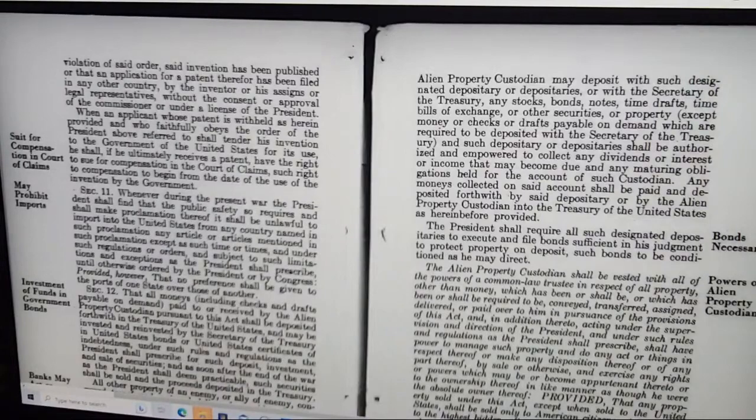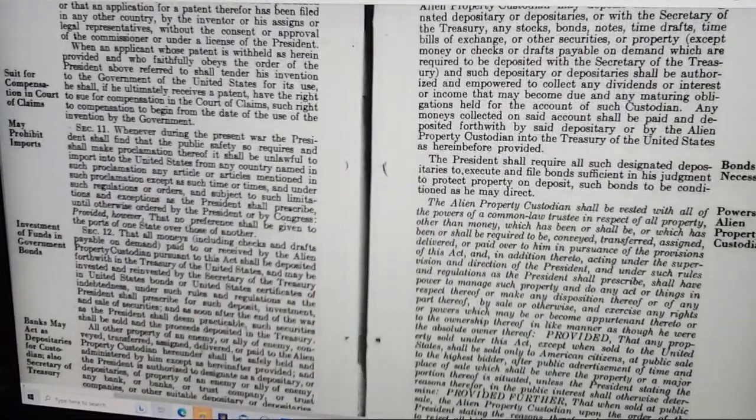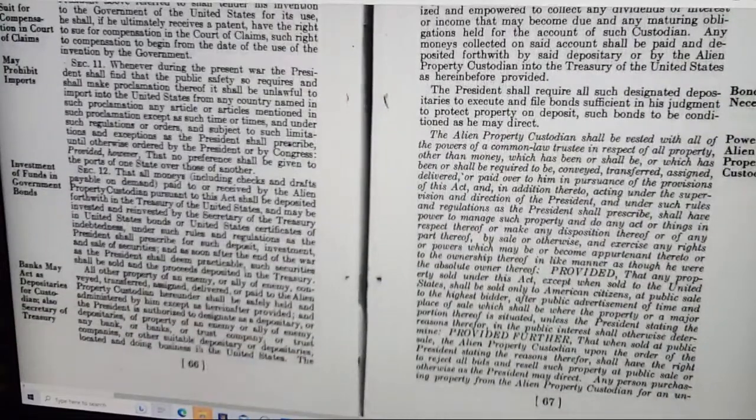Section 11. Whenever during the present war the president shall find that the public safety so requires and shall make proclamation thereof, it shall be unlawful to import into the United States from any country named in such proclamation any articles mentioned in such proclamation, except at such time or times and under such regulations or orders, and subject to such limitations and exceptions as the president shall prescribe, until otherwise ordered by the president or by Congress, provided, however, that no preference shall be given to the ports of one state over those of another.